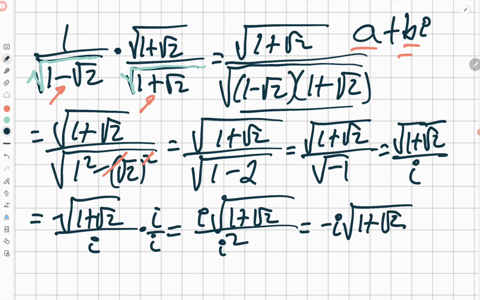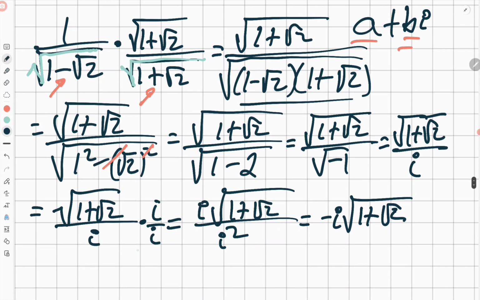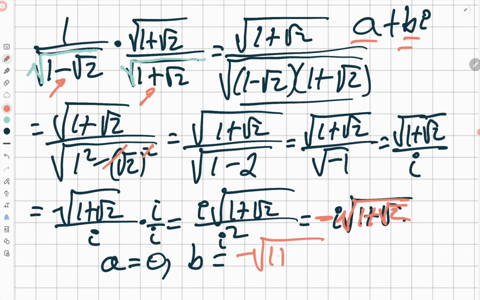2. This is a complex number of the form a plus bi. It just happens that here there's no real part. In other words, a is 0 and b is, well, you have to be careful with b because it's got to include this sign here. And then this part right here, this root of 1 plus the root of 2. So b is negative root of 1 plus the root of 2.